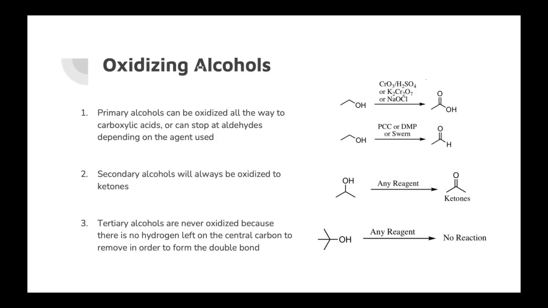And then tertiary alcohols are never oxidized. This is because if you take a look at the secondary alcohol and the ketone, you are taking away a hydrogen from both the alcohol and that carbon and creating a double bond in a similar way to the E2 mechanism. When you have a tertiary alcohol, there is no hydrogen left on that central carbon, so it's not possible to make a double bond without having 5 bonds to carbon, which we know isn't possible.